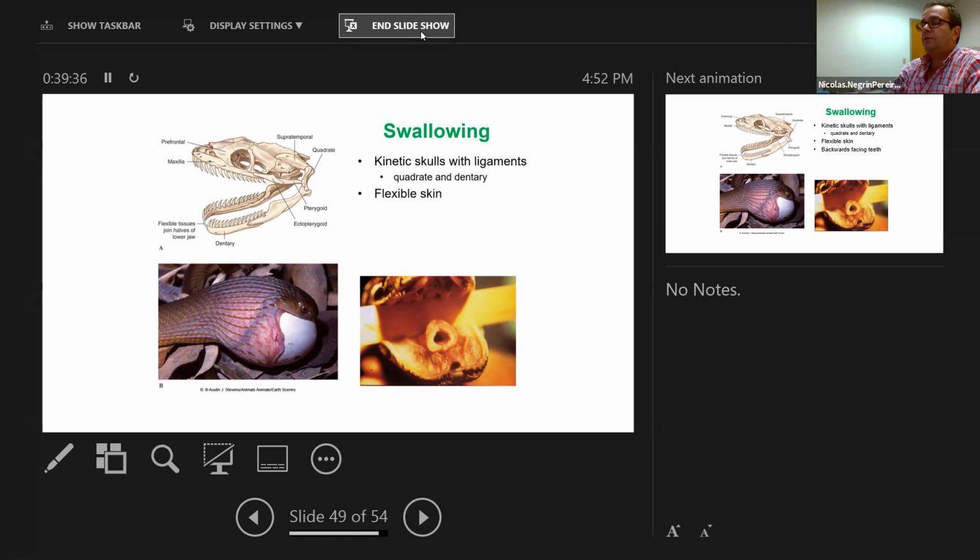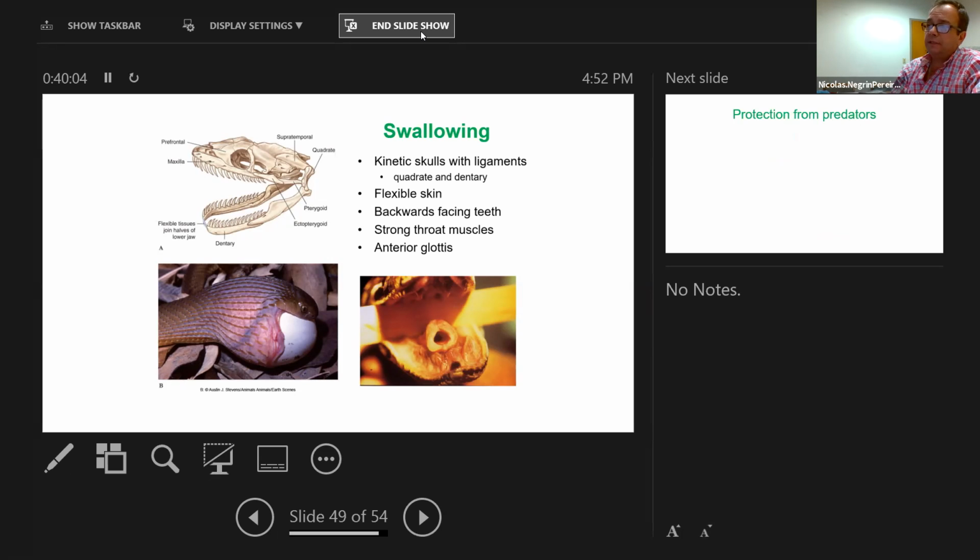And the other thing is, of course, presenting a skin that can be stretched several times, so that adapts to swallowing in the throat region. But the other thing is they normally have their teeth facing backwards, and that's important. They are at an angle, so it's not an obstacle for swallowing whatever they are swallowing, their prey. And they have strong throat muscles, and also they present an anterior glottis. That's important so the animal doesn't suffocate, and they can keep on breathing while they are swallowing a huge prey.